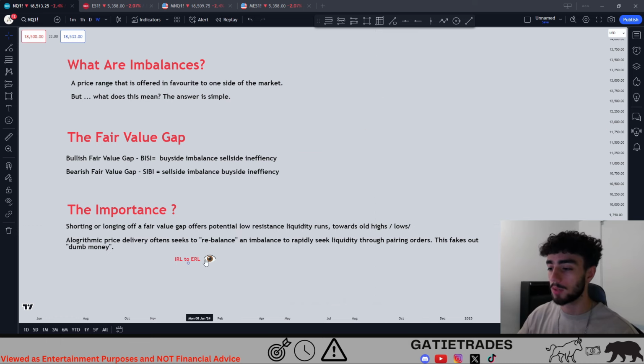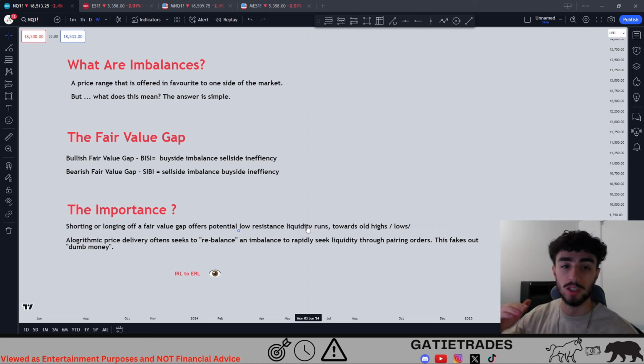I have this little marking at the side, the bottom right here, internal range to external range liquidity. Now I've talked about this concept when it comes to narrative and bias. I have a video on bias, so this is going to be a big focus of our video today on how I use imbalances. And also this last part right here, algorithmic price delivery often seeks to rebalance an imbalance in order to rapidly seek liquidity through pairing orders.